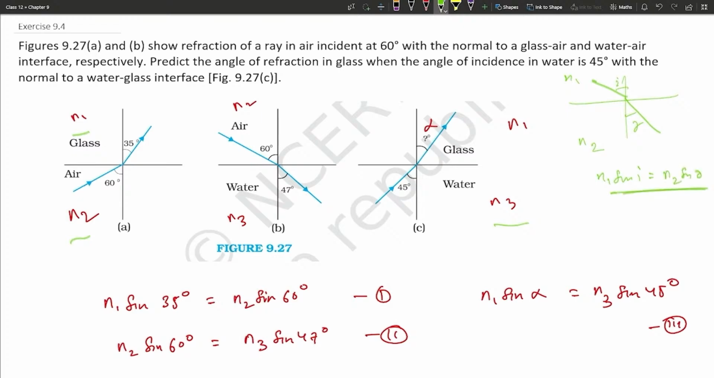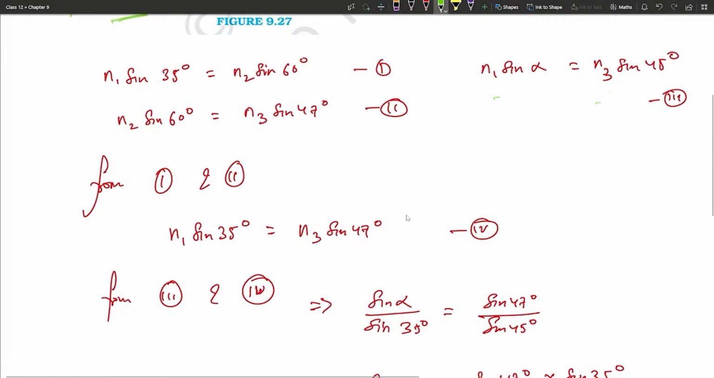Now we will use this in order to find alpha, that is the angle of the refracted ray in the glass media. Using Snell's law in the first diagram, we see that N1 sine 35 degree is equal to N2 sine 60 degree. Similarly, equation 2 from the second figure is N2 sine 60 degree equal to N3 sine 47 degree. Similarly, N1 sine alpha is equal to N3 sine 45 degree. Now solving equations 1 and 2, we get N1 sine 35 degree equal to N3 sine 47 degrees.